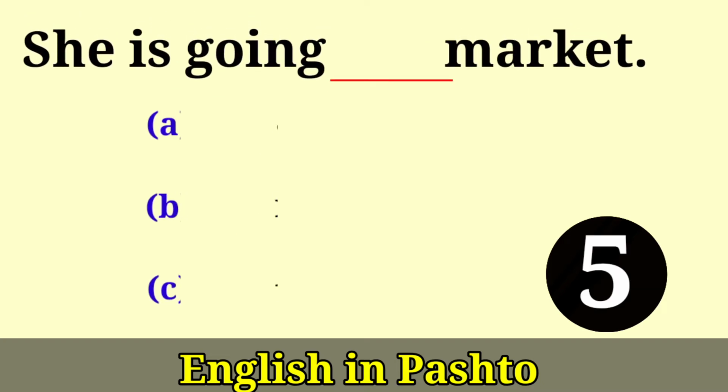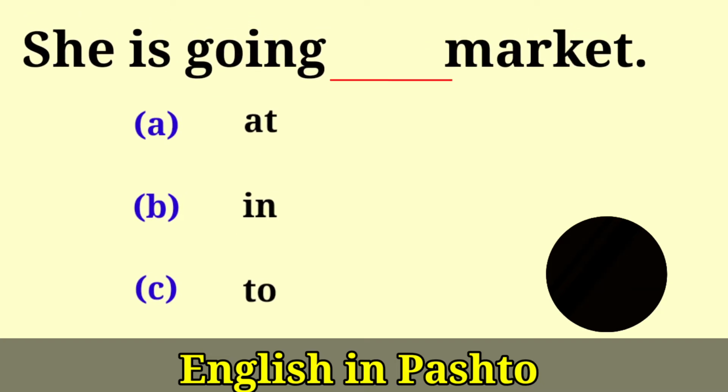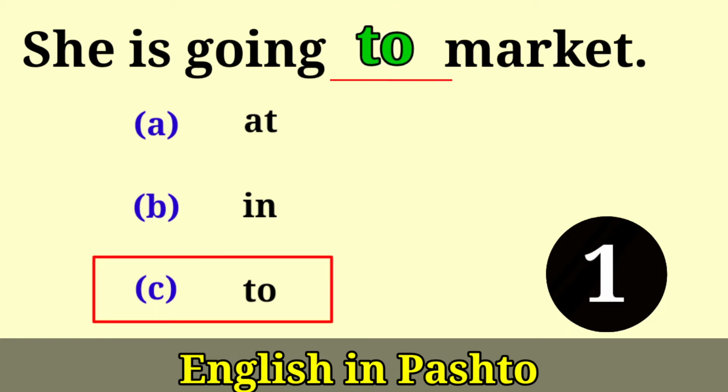Next sentence: She is going dash market. Option A, at; option B, in; option C, to. The correct option is C, to. She is going to market.